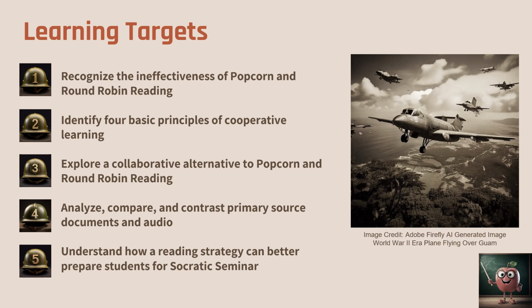Today's session was designed as a complete mini lesson that includes multiple opportunities for students to engage in the learning. As we go through the different slides, you'll notice a little teacher apple in the bottom right corner. The apple denotes a teacher slide. A student version of the presentation is available for you to use and adapt in your classroom. During our time today, we are going to focus on the first 3 learning targets. Recognize the ineffectiveness of popcorn and round robin reading, identify 4 basic principles of cooperative learning, and explore collaborative alternatives to popcorn and round robin reading.